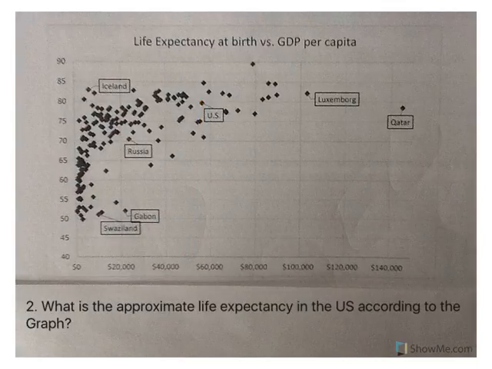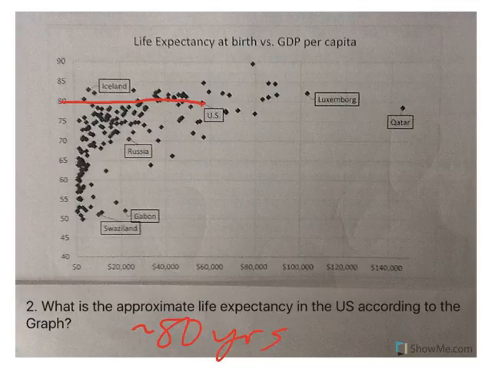What's the approximate life expectancy in the U.S.? Well, again, here's the U.S. We go across this way, and I would say it's approximately 80 years. So right now, if you have a baby, your baby can expect to live to be approximately 80 years old. That's old. Okay, so that's just using the table.